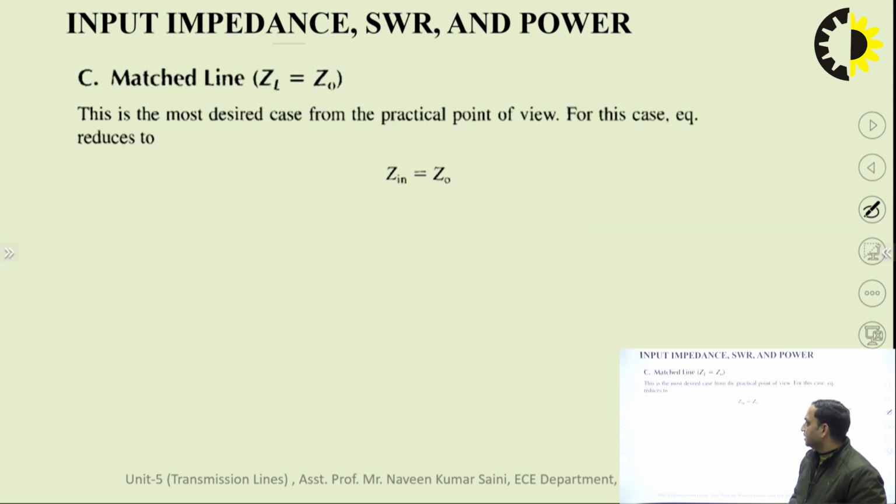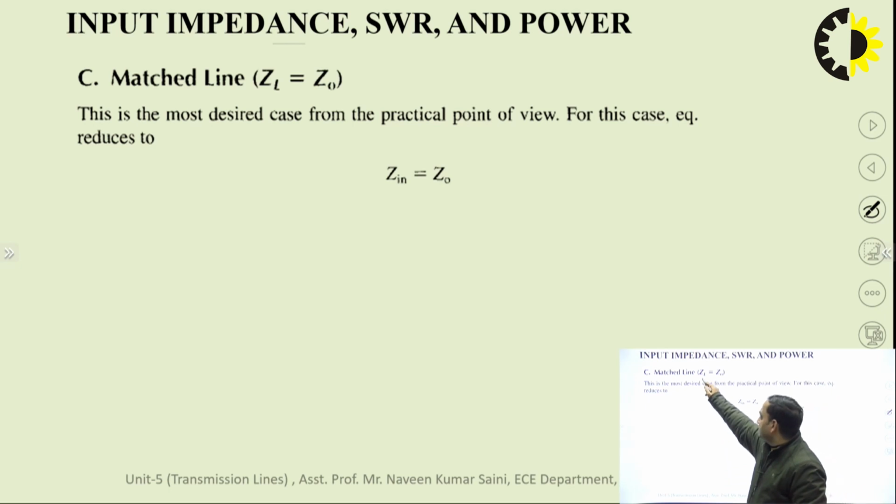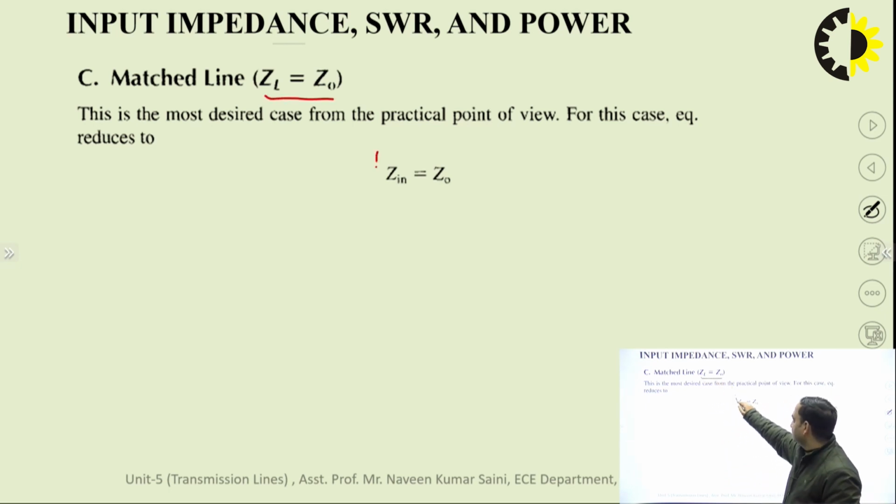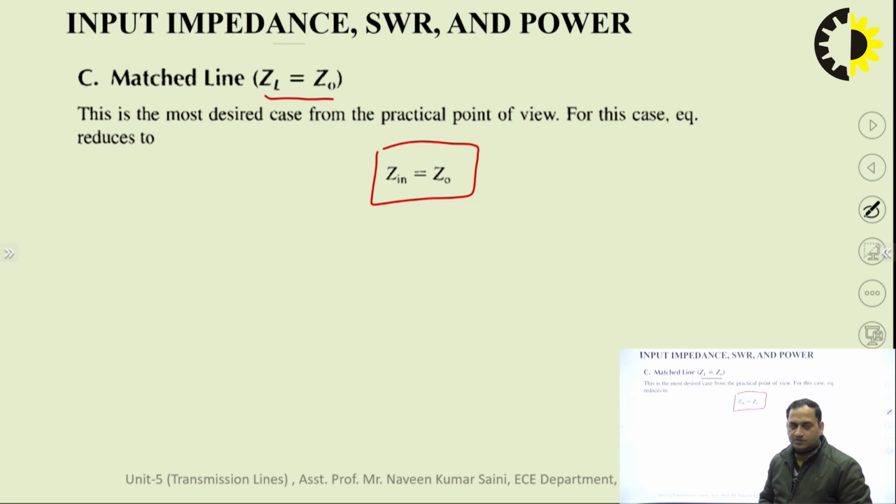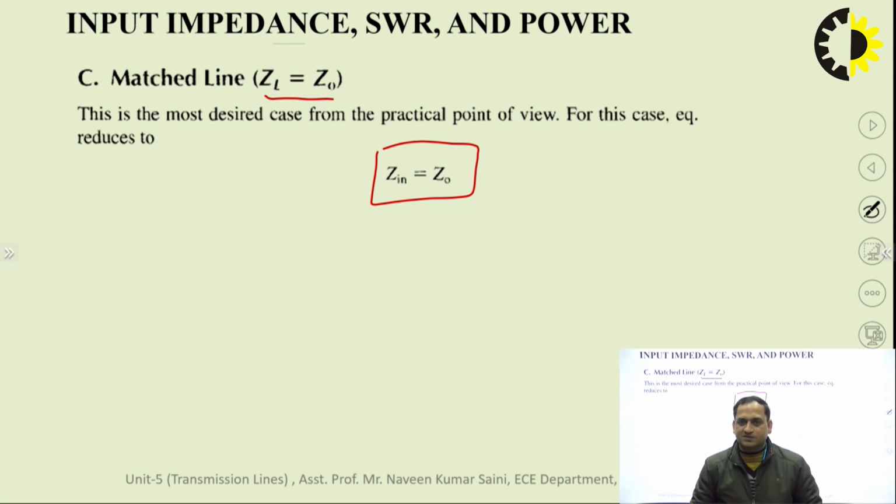Matched line, this is the last point: when ZL is equal to Z naught, then Z in will be equal to Z naught. So the characteristic impedance will be equal to the input impedance of the transmission line.